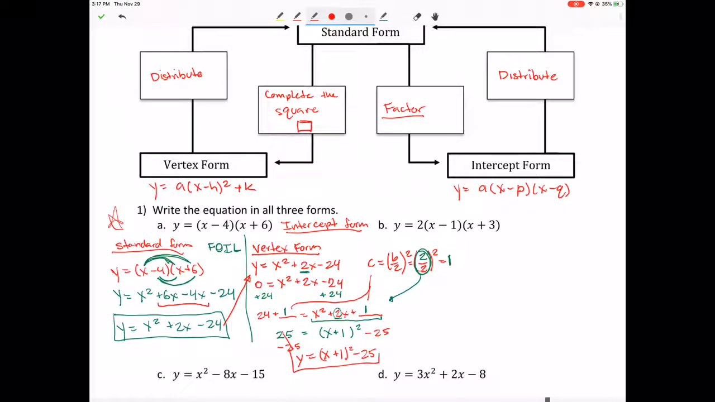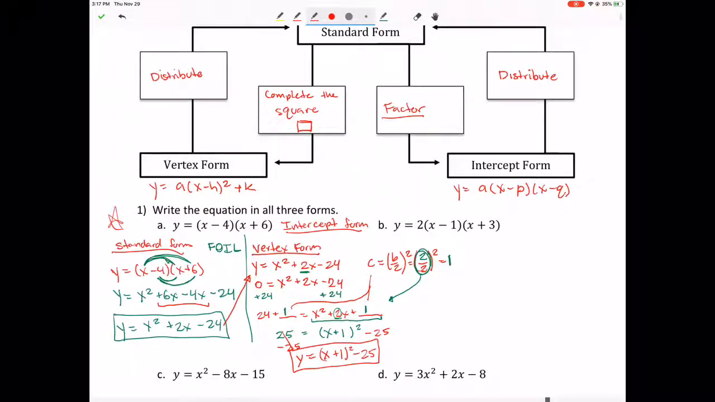So y equals (x plus 1) squared minus 25. All right, it's a lot of work. On the test, there's only going to be maybe 2 or 3 problems, I think it's just 2, where you'll need to switch between forms.